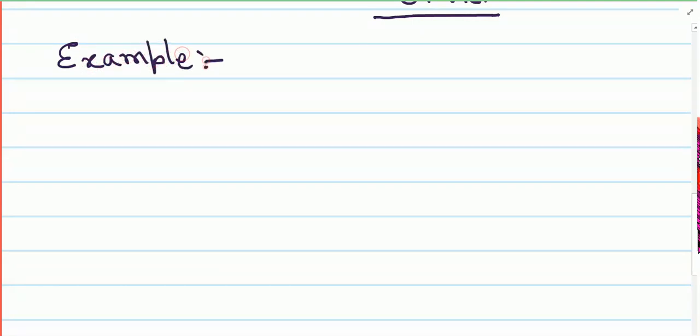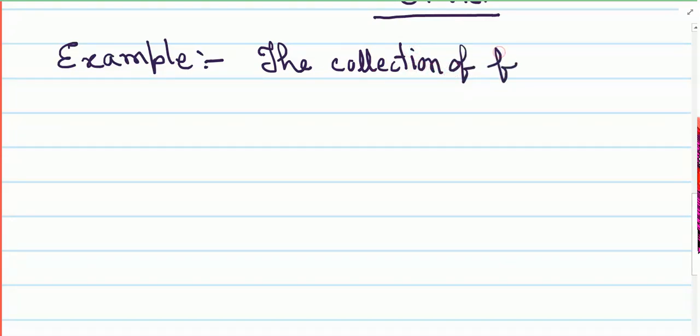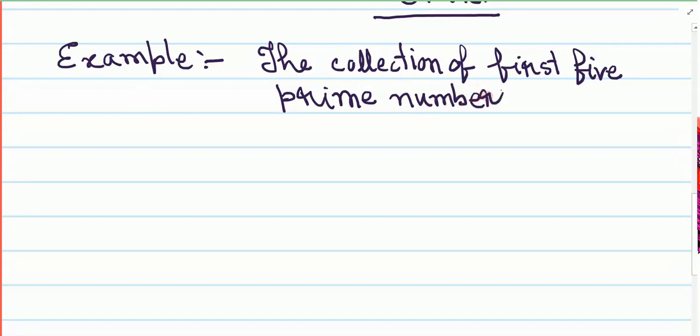If I say the collection of the first 5 prime numbers, this is one example of a set. In your textbook, many examples are there. Now I'm trying to explain what is meant by well defined, and the other things in the definition.